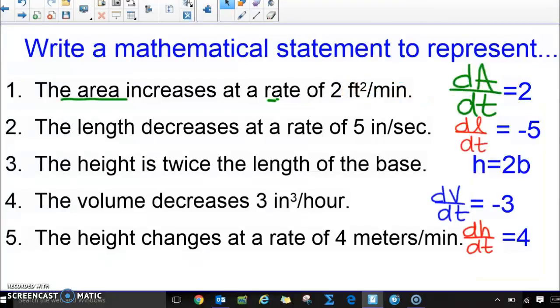Notice that these answers are equal to rates of change, except for number 3, because number 3 is not about how the height is changing, it's about how the height itself is related to the base. And then also notice that in some of these problems, when it's talking about something decreasing, for instance in problem 2, that it's equal to a negative value. So both aspects of that are important.